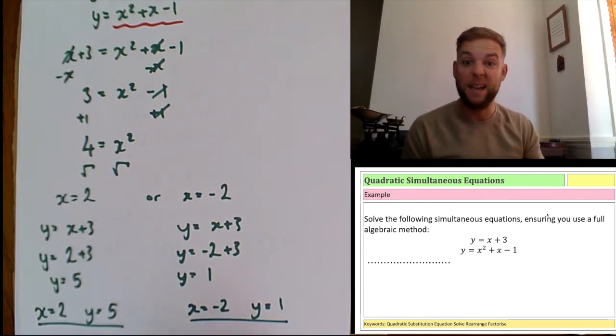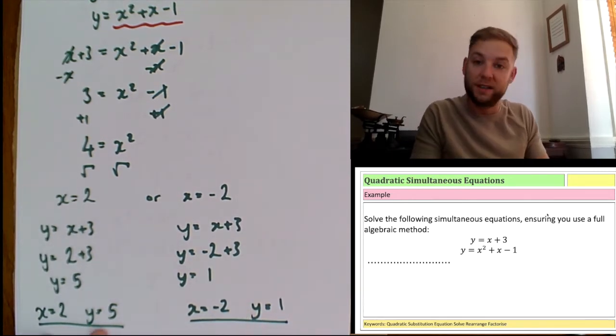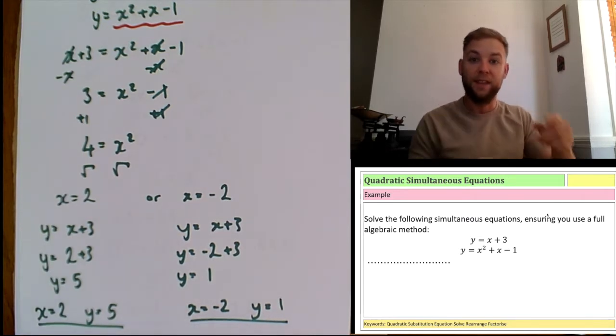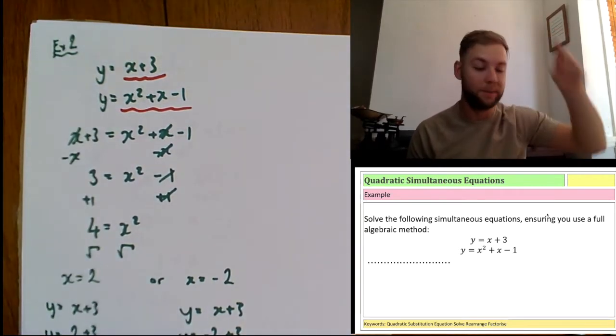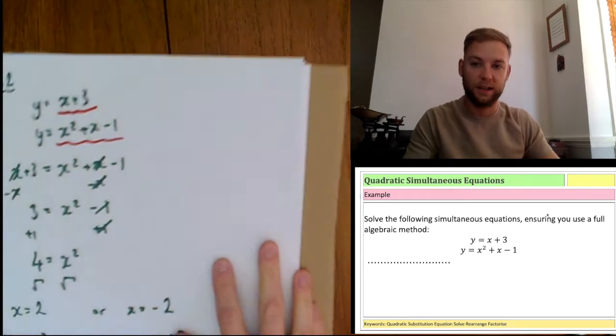Now, this actually means that it's crossing in 2 points. Okay, so it's crossing here at 2, 5, but it's also crossing at minus 2, 1. These are actually both lines. This one here is a curved line. It looks like a U shape. And this one here is a straight line. So we've got a curved shape. Let's just draw it on here so you can see it.